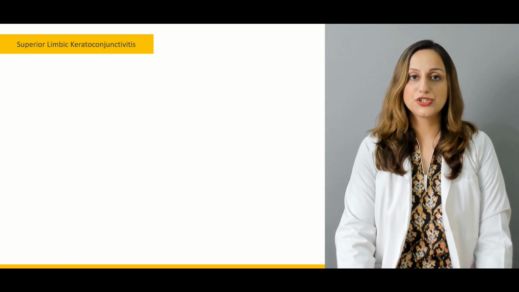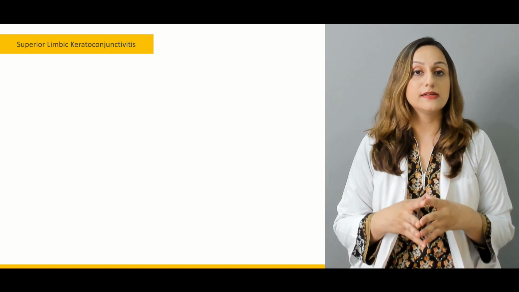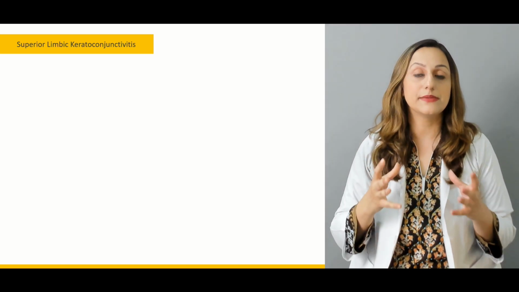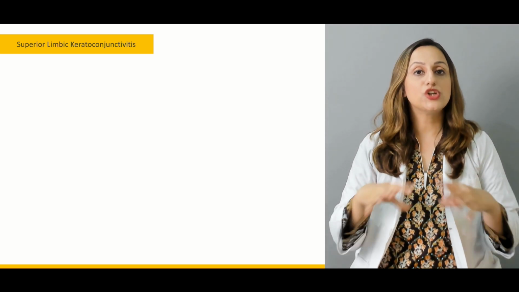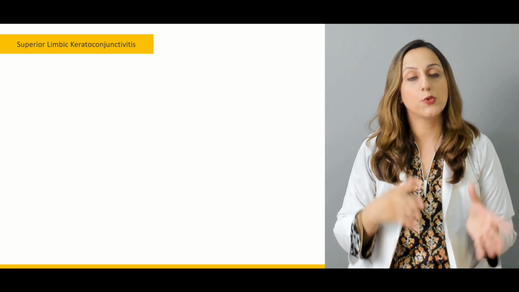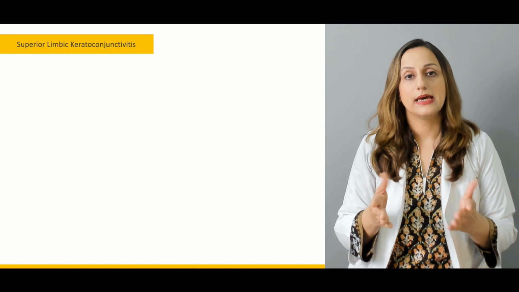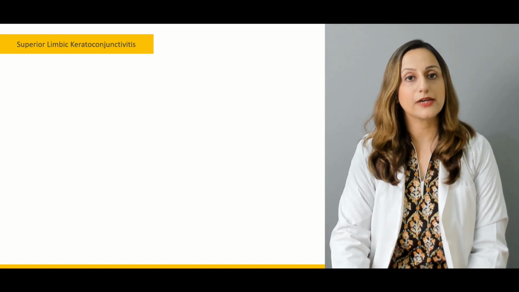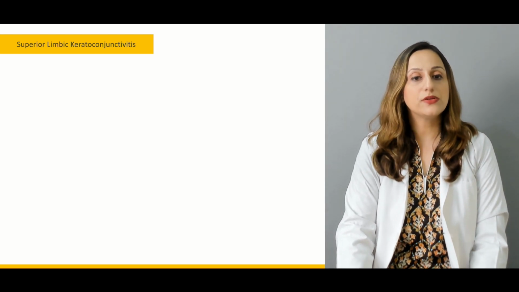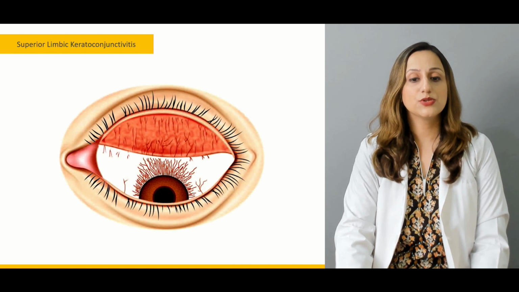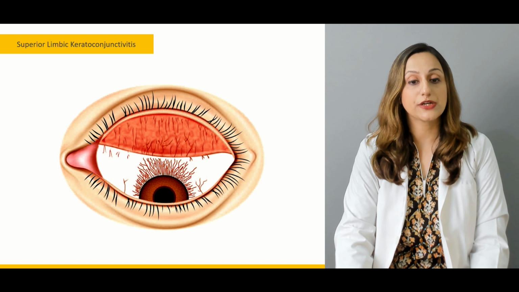And we have a condition which is known as the superior limbic keratoconjunctivitis. As the name indicates, it is basically an infectious state that is occurring at the limbus. Limbus is basically the junctional point of the cornea with the conjunctiva. So if there is any sort of infection that occurs at this limbus, that would be regarded as the superior limbic keratoconjunctivitis. So this is a diagrammatic representation of the condition.